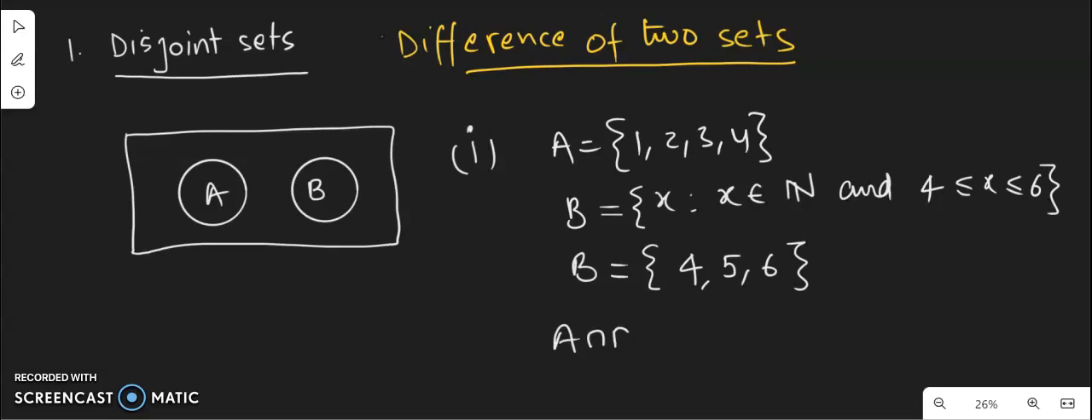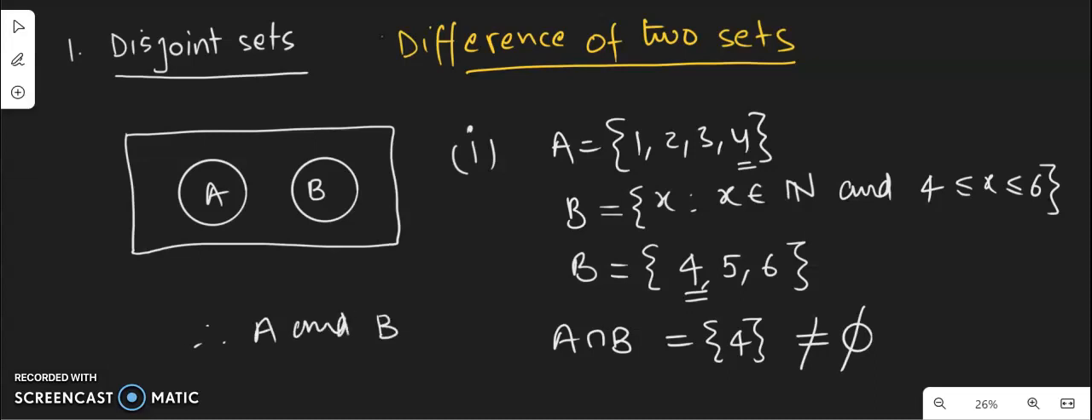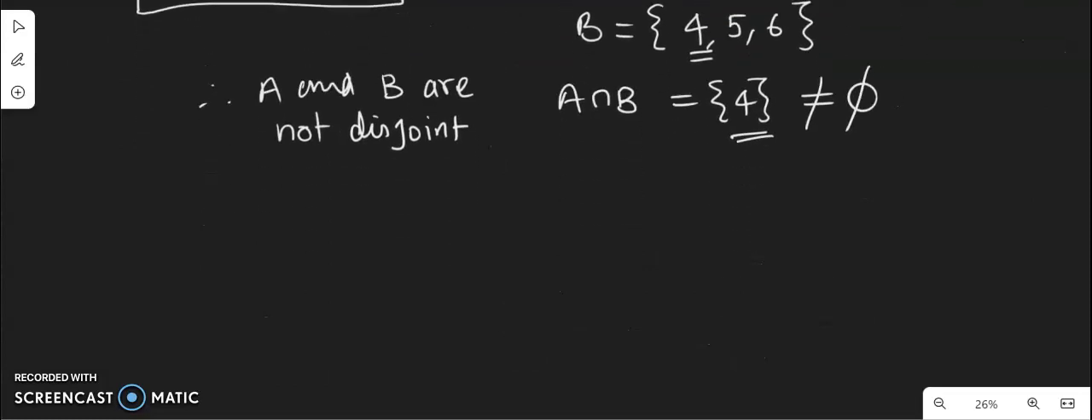Okay, let's calculate A intersection B. Is there something in common between them? Yes, 4 is in A, 4 is in B. That means A intersection B is {4}. That means it is not equal to the null set. Therefore, A and B are not disjoint. Why not disjoint? Because they have something in common. Their intersection is not phi, so they are not disjoint.